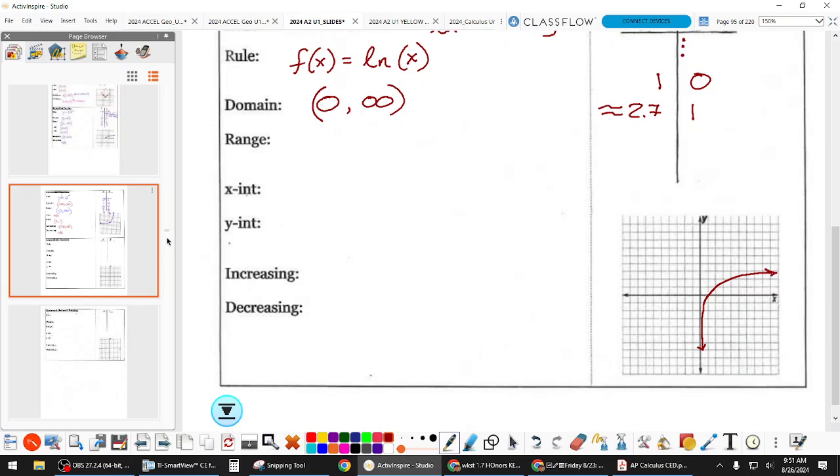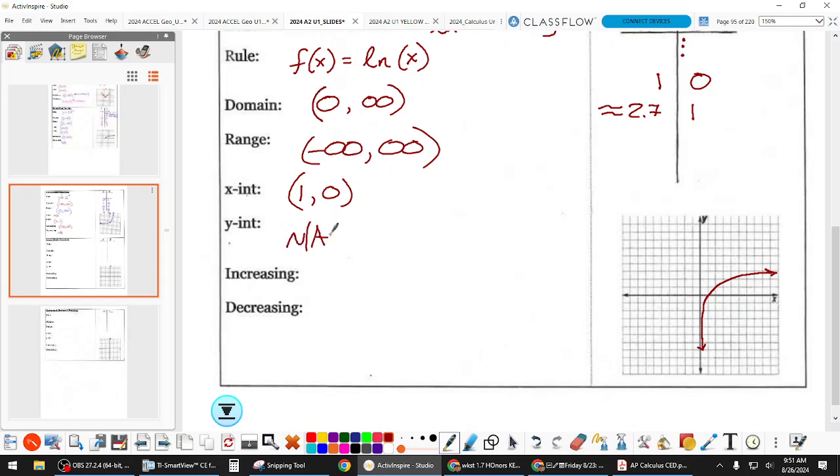Okay, range. Remember, for range, we're scanning bottom to top. Where do we first start hitting y values going up? Good. Negative infinity to infinity. Okay? It does have an x-intercept. It's at 1, 0. Does it have a y-intercept? No.